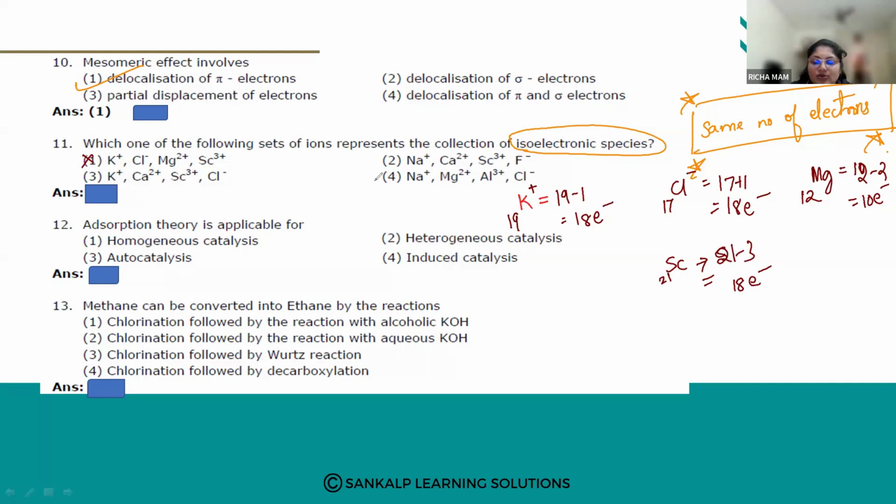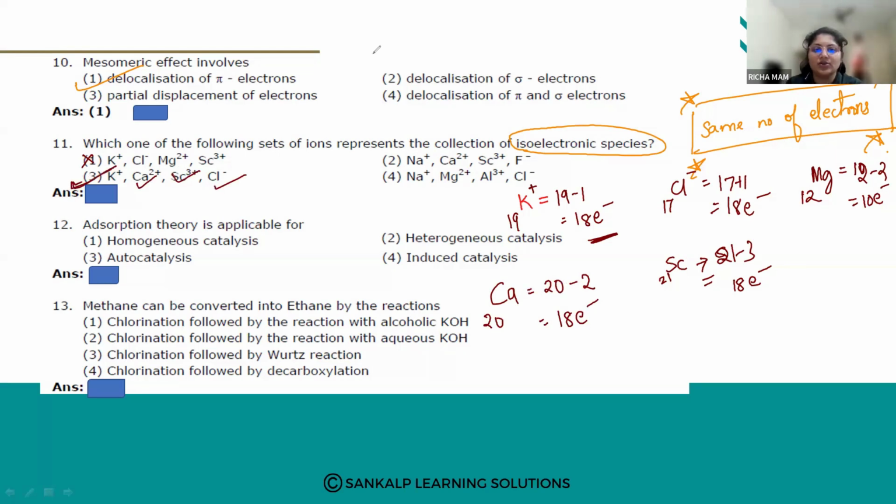Then go for your third set. K plus is 18 electrons. Calcium: how much is calcium, students? Calcium is 20. So 20 plus 2 means 20 minus 2, which is 18 electrons. Calcium is 18, scandium is 18, chlorine is 18. So yes, option number 3.